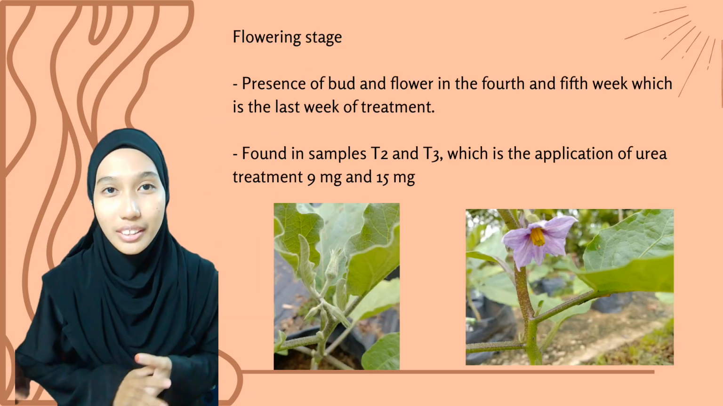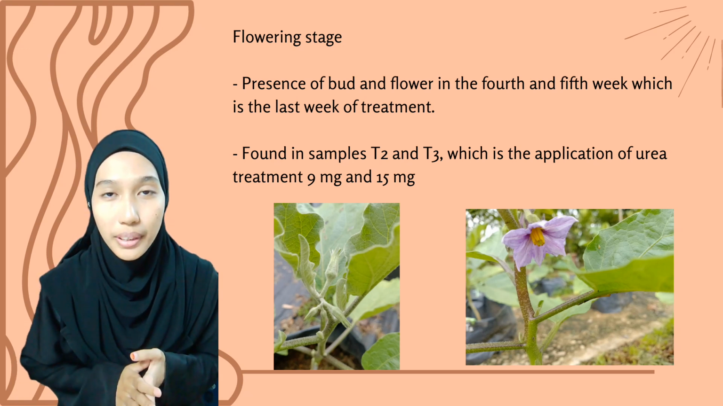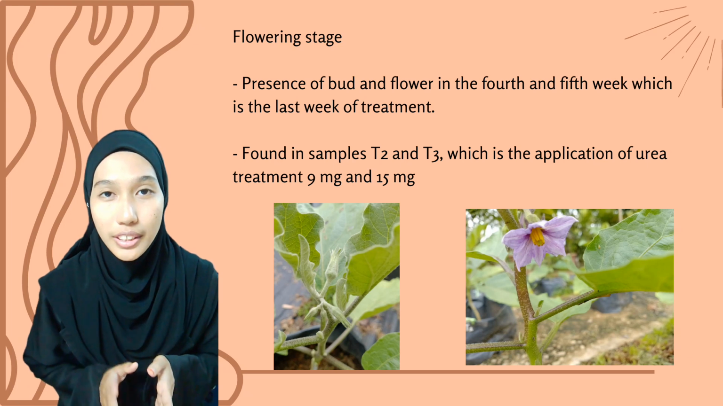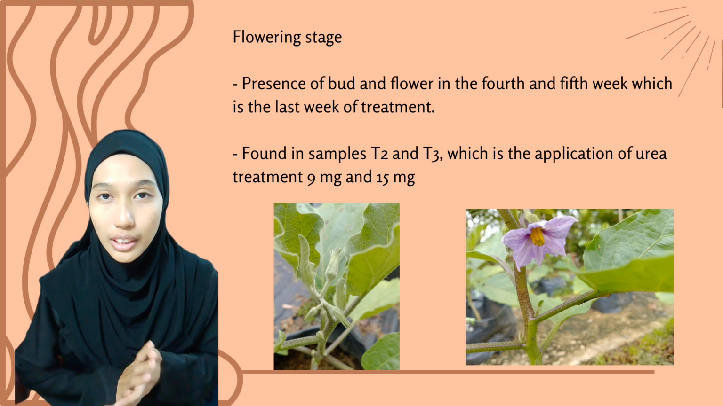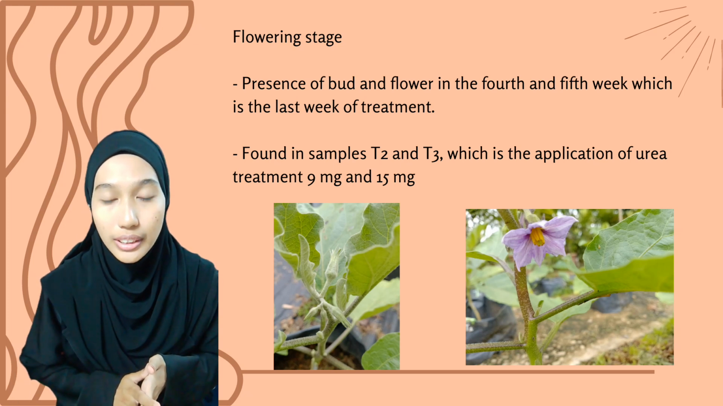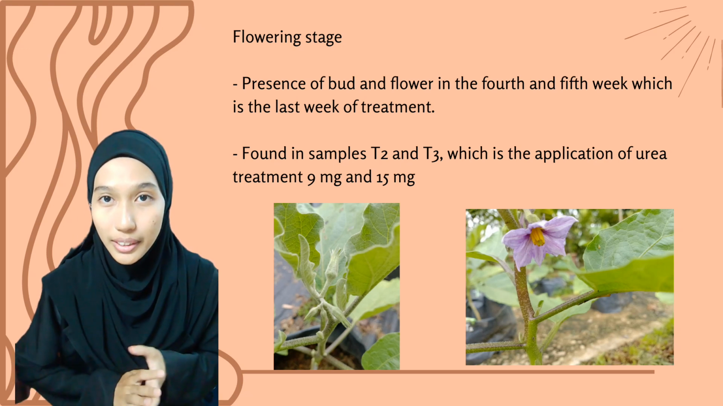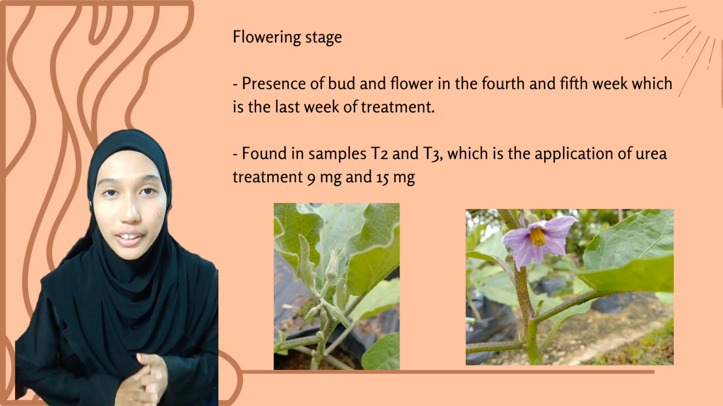And the last result is the flowering stage. Observation throughout the study showed the presence of buds and flowers in the 4th and 5th week, which is the last week of treatment. The presence of buds and flowers was only found in the sample of treatment 2 and the sample of treatment 3, which is the application of urea treatment 9 mg and 50 mg respectively.